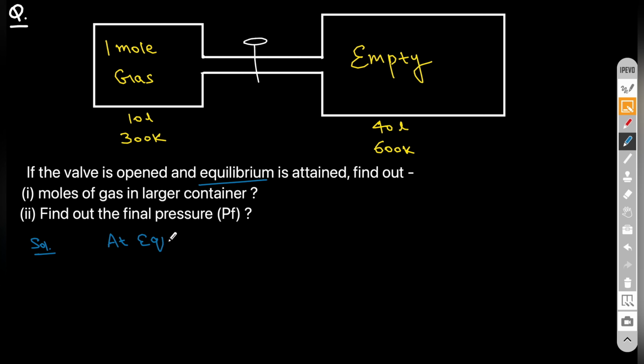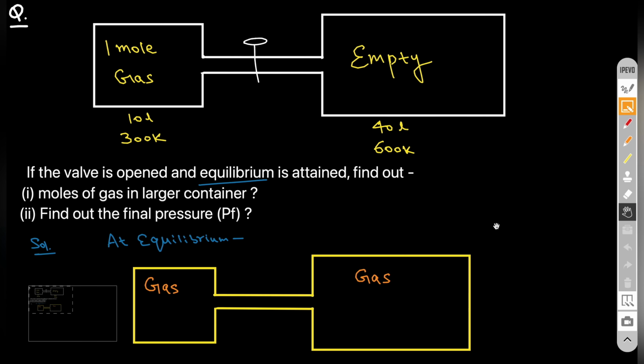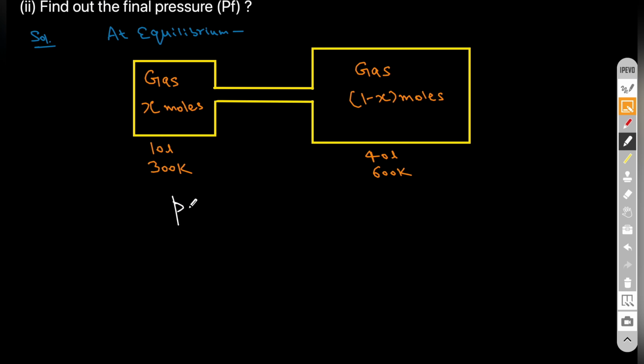So at equilibrium, we have these containers on the left and right side, container 1 and 2. These are connected, and in between there is the valve which has been removed. And after removal of the valve, we'll have the gas present in both the containers. Okay, so the empty container will also have this gas, and on the left side the moles of gas present will be x moles. On the right side it will be 1 minus x moles. Okay, and we'll write the condition of volume and temperature provided to us, that is 10 liter 300 Kelvin and 40 liter 600 Kelvin respectively.